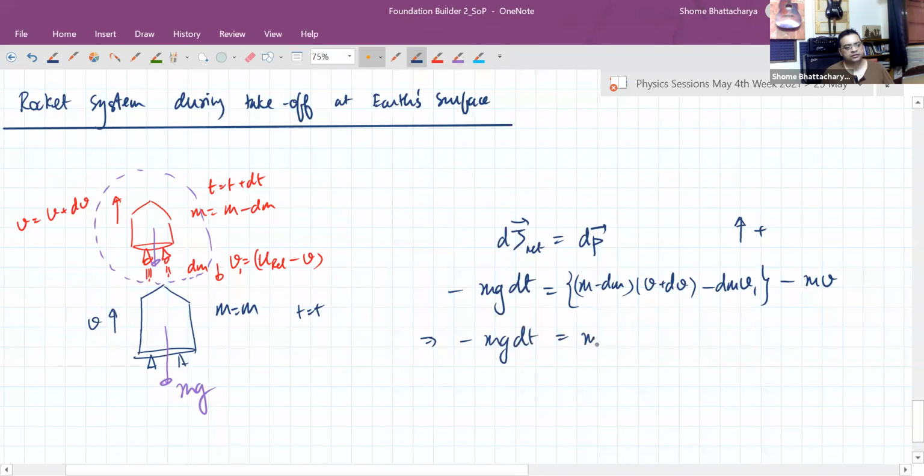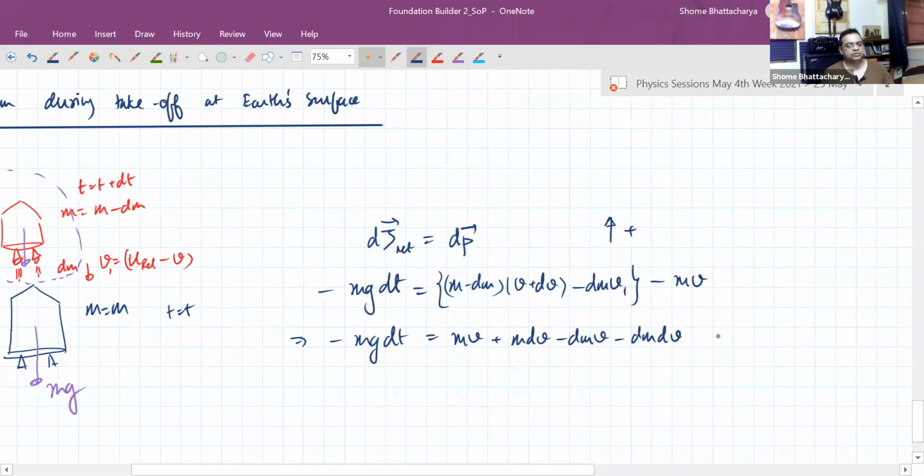When we open this bracket, we have again all those kind of terms. Minus dm into v, minus dm into dv, minus dm into this term. V1 is now u relative minus v minus mv. So we'll see all these terms now cancel. This term and this term cancel out. Then this term and this term here will cancel out. And this term is negligible because it is a product of two differential terms. So we are left with this now.